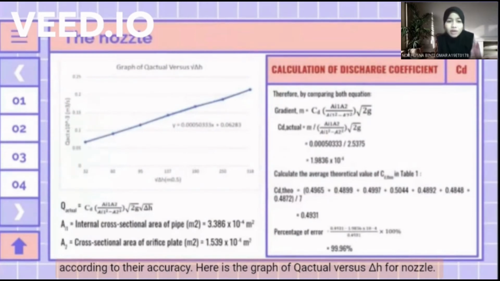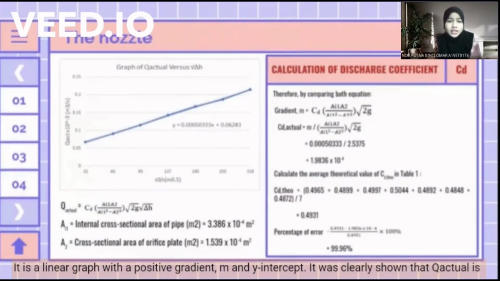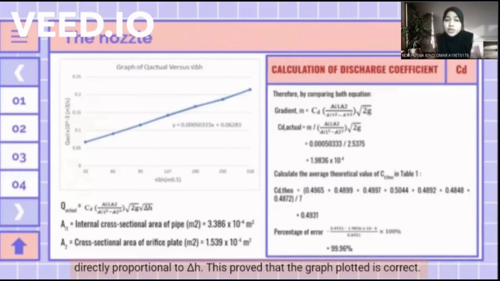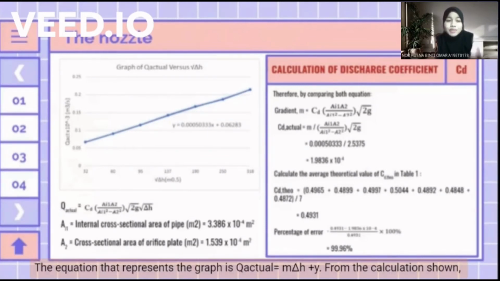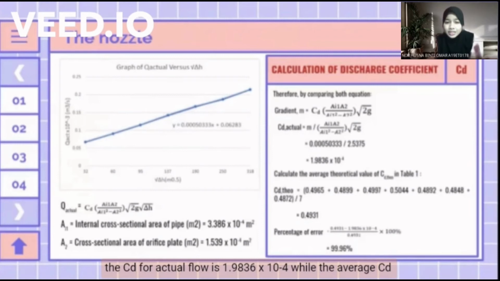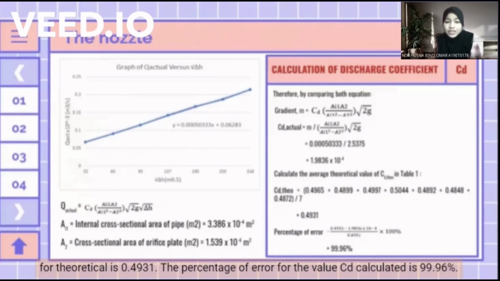Here is the graph of Q actual versus delta H for the nozzle. It is a linear graph with a positive gradient and positive y-intercept. It was clearly shown that Q actual is directly proportional to delta H, which proves that the graph plotted is correct. The equation that represents the graph is Q actual equal to gradient times delta H plus y-intercept. From the calculation shown, the discharge coefficient CD for actual flow is 1.9836 exponent negative 4, while the average CD for theoretical is 0.4931. The percentage of error for the value CD calculated is 99.96%.